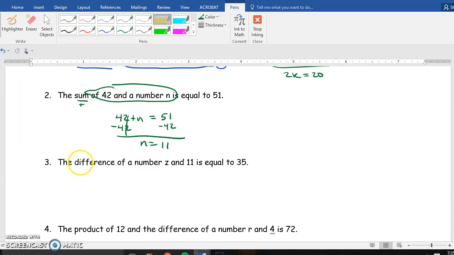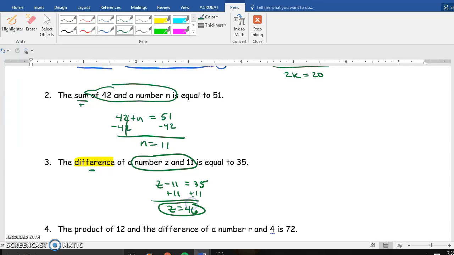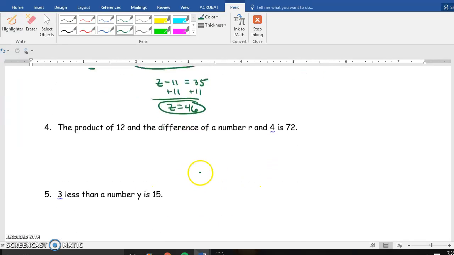So here, difference, right? What does that mean again? That means subtraction of a number z and 11. So z minus 11 is equal to 35. Add 11, z is equal to 46. So you have to know the keywords here.